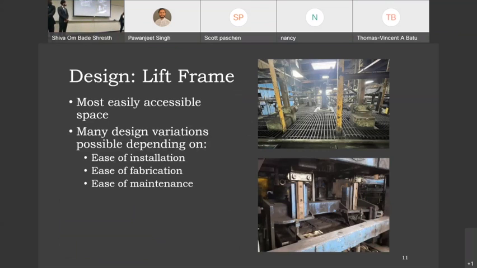So the first area of focus for the design was the lift frame. Compared to the elevator and pusher, the lift frame has the most available space because there's room on top of the closing machine frame and on top of the lift frame itself. And there are multiple design variations based off of what the sponsoring company decides to select. The designs are based off of the ease of installation, fabrication, and maintenance.